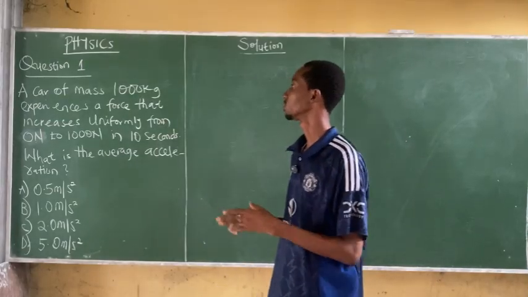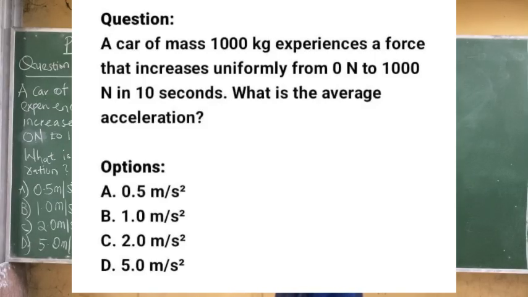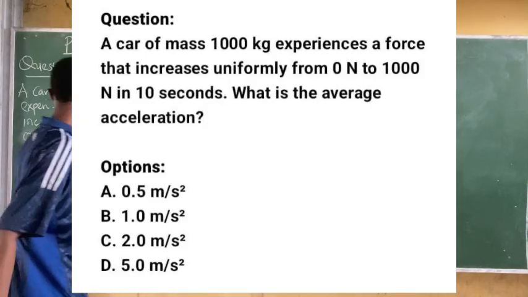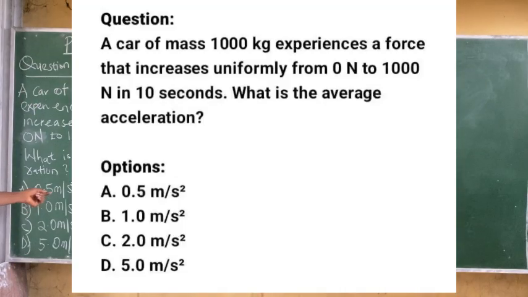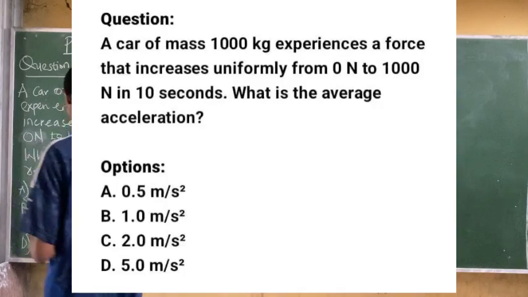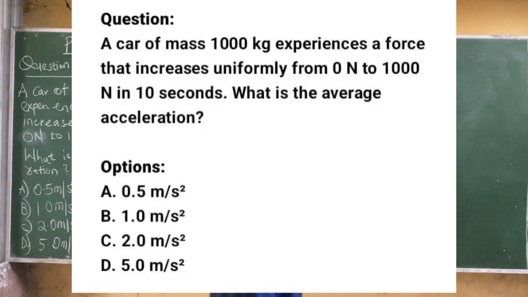The first question we have on the board is: a car of mass 1000 kg experiences a force that increases uniformly from 0 newtons to 1000 newtons in 10 seconds. What is the average acceleration? Option A, 0.5 meters per second square. Option B, 1.0 meters per second square. Option C, 2.0 meters per second square, and option D, 5.0 meters per second square.